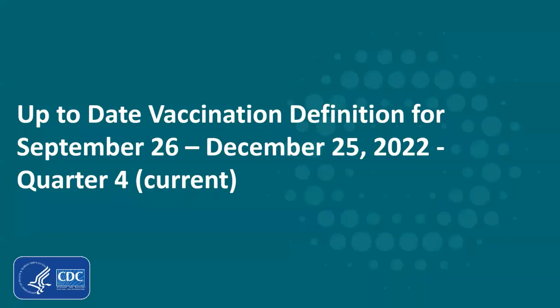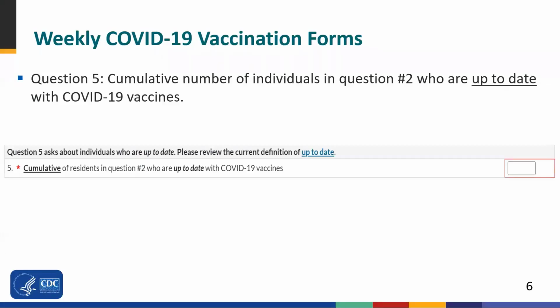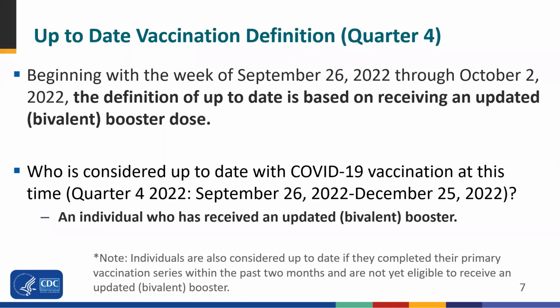Now, let's begin reviewing the up-to-date definition for COVID-19 vaccination for the current quarter. The image on this slide shows the question on up-to-date COVID-19 vaccination status for the COVID-19 vaccination modules for each quarter. Facilities should report the cumulative number of individuals who are up to date with COVID-19 vaccines for question number 5. Beginning the week of September 26, 2022 through October 2nd, 2022, the definition of up-to-date is based on receiving an updated bivalent booster dose.